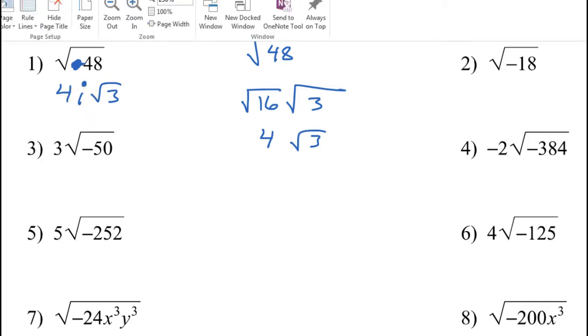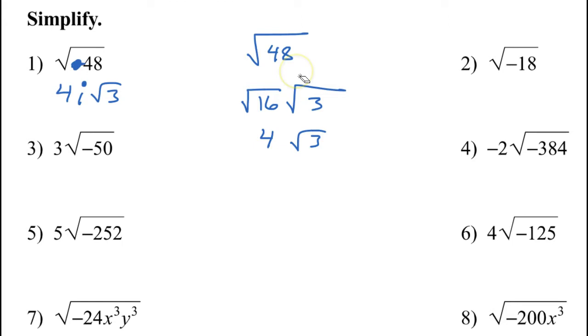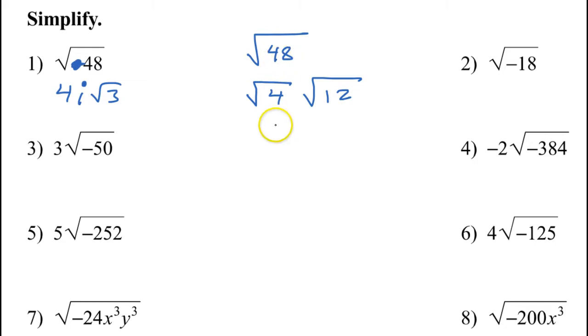Now, many of you might not have known that 48 was 16 times 3. So you would certainly know that 4 goes evenly into 48. So you might have said, okay, 4 goes into 48 12 times. 4 times 12 is 48. And then you would have said the square root of 4 is 2, so this would have been 2 radical 12. Obviously, that's not the same as 4 radical 3 because this is not completely simplified yet.